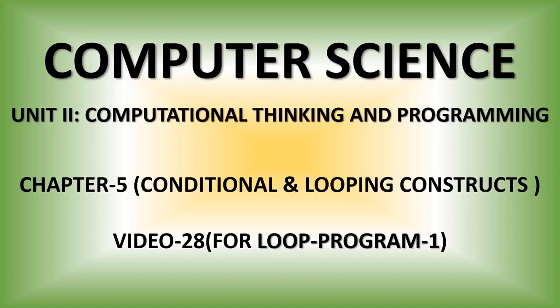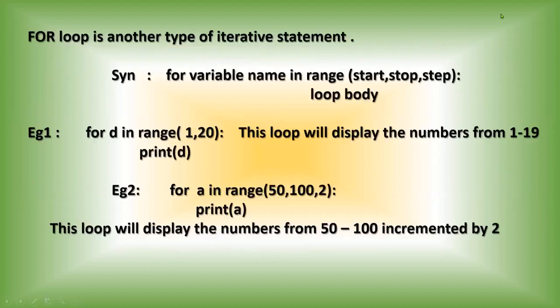So I'll show you the syntax of programs by using for loop. Okay, so here I'll show you the syntax of for loop. See, this is the syntax of for loop: for variable name in range (start, stop, step), and the loop body. This is the common syntax of for loop.